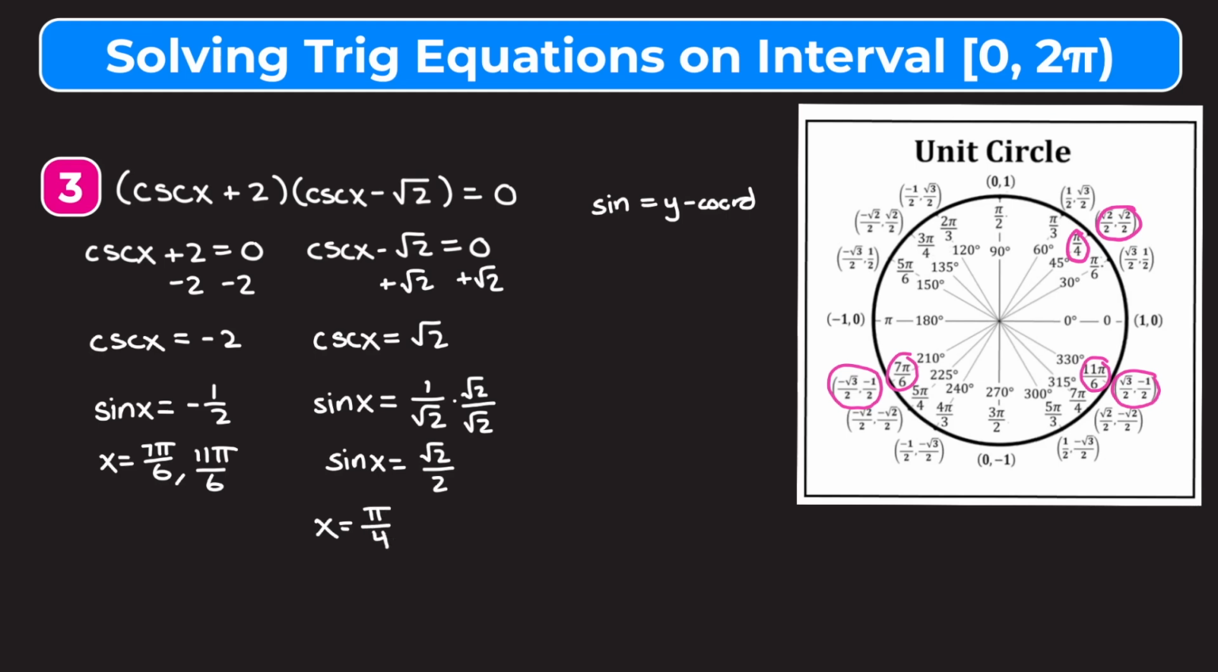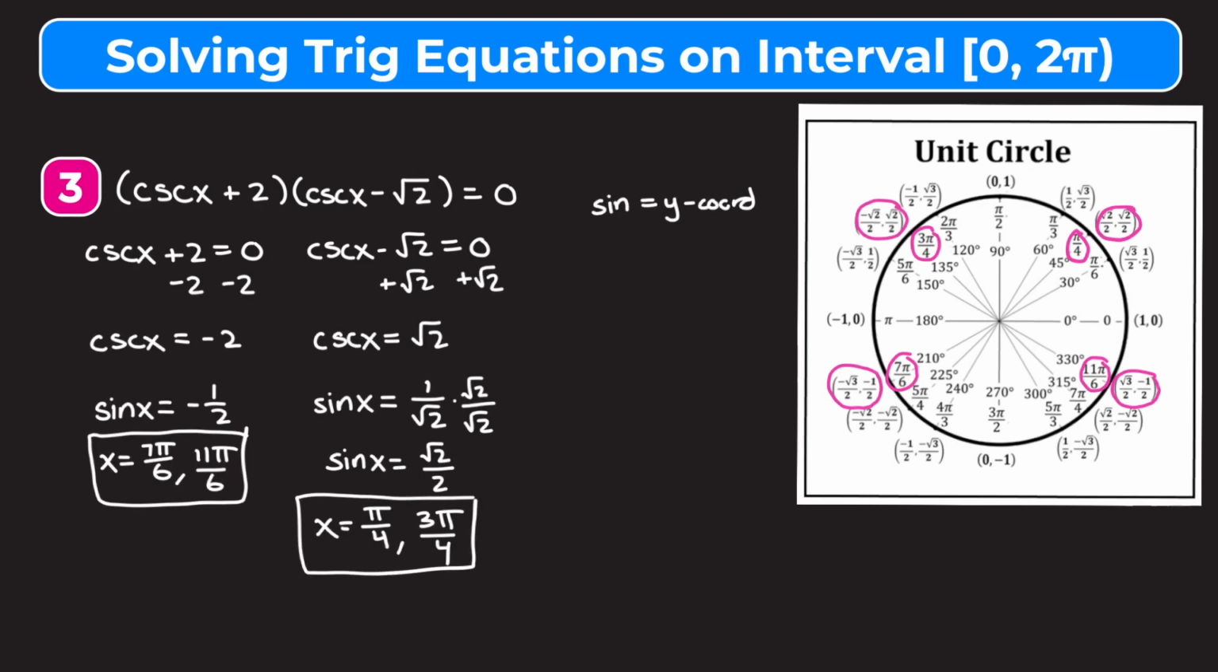And then remember, our denominator has to be the same, and we're looking in the second quadrant. So it has to be 3 pi over 4 as our other angle. That has a positive root 2 over 2 y-coordinate. So we get 3 pi over 4. So we get that x can be 7 pi over 6, 11 pi over 6, pi over 4, and 3 pi over 4. Let's go through some more examples.